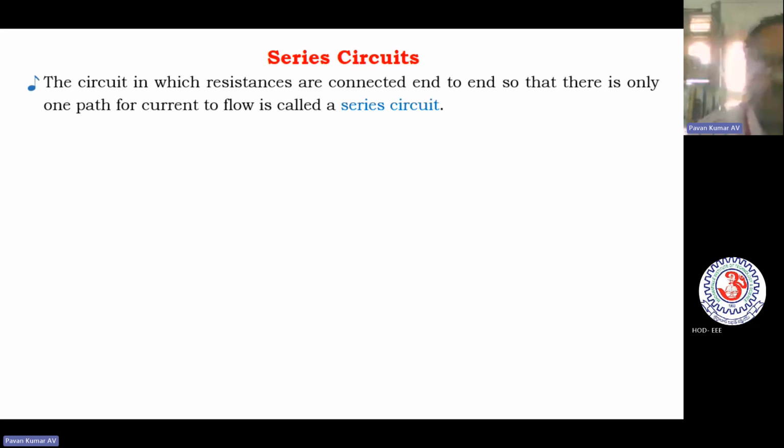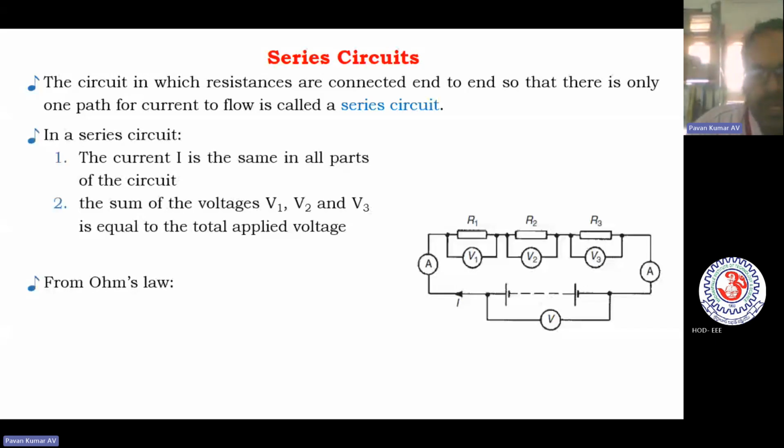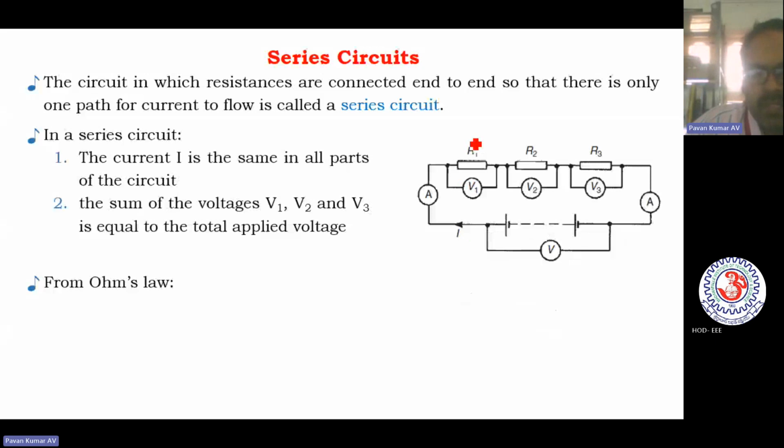Assuming this to be a series circuit where R1, resistance 1, resistance 2, resistance 3, they all are connected in series. As we can see here, when these resistors are connected across a voltage source, the current I flows in this part. That means the same current flows to resistance 1, the same current flows to resistance 2, and the same current flows to resistance 3. So the first property of series circuit is that current I is the same in all parts of the circuit.